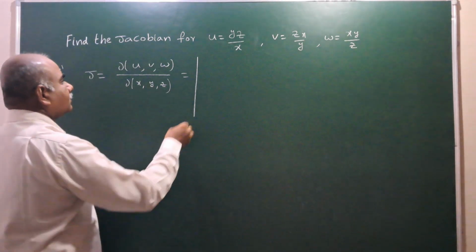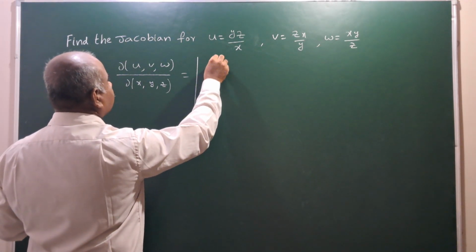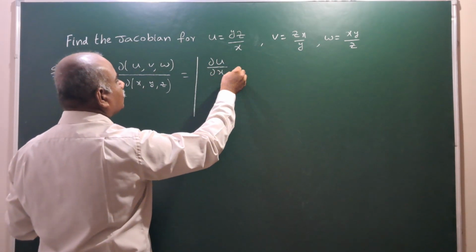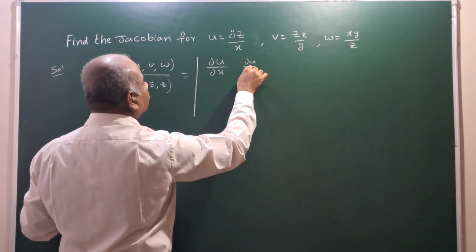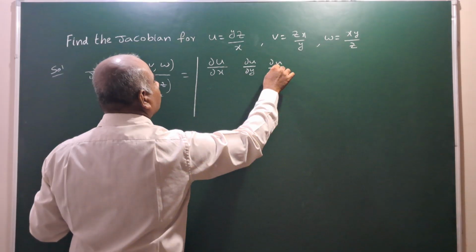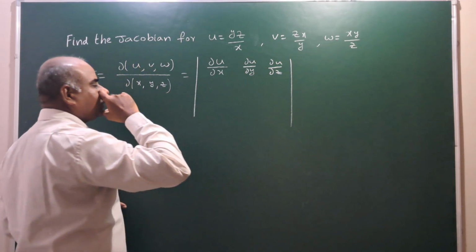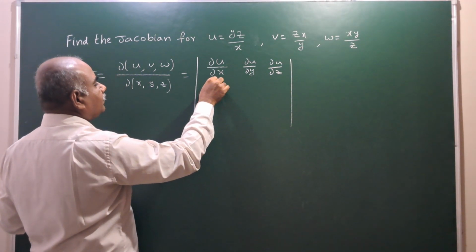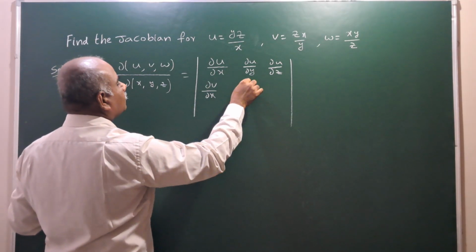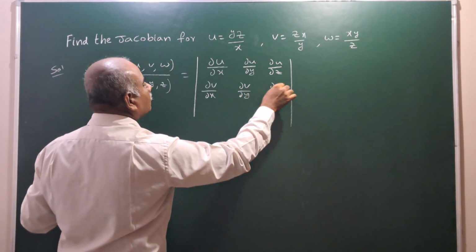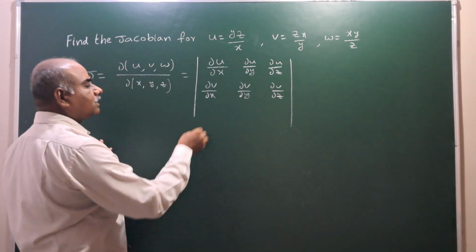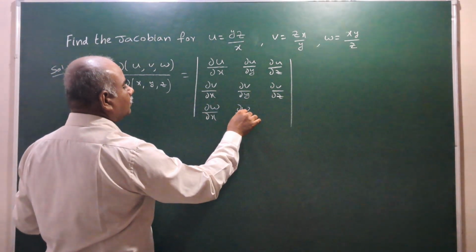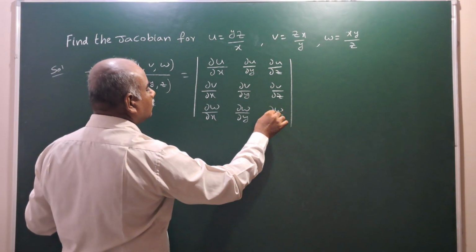Okay. Let us see this. The Jacobian can be expressed like this: the first row contains partial derivatives of u, that is ∂u by ∂x, ∂u by ∂y, ∂u by ∂z. Okay. So these are the partial derivatives of u, which are in the first row. The second row contains the partial derivatives of v, ∂v by ∂x, ∂v by ∂y, ∂v by ∂z. The third row contains the partial derivatives of w, ∂w by ∂x, ∂w by ∂y, ∂w by ∂z.